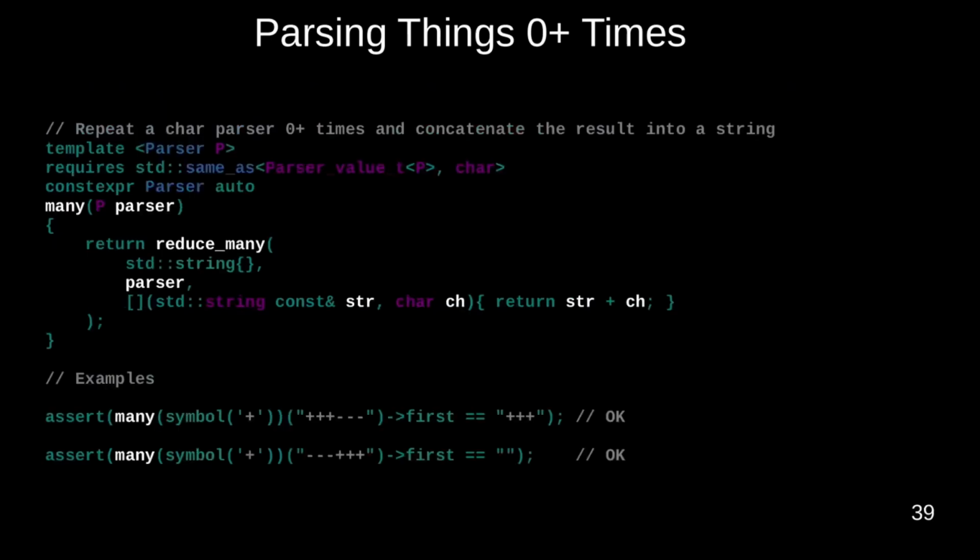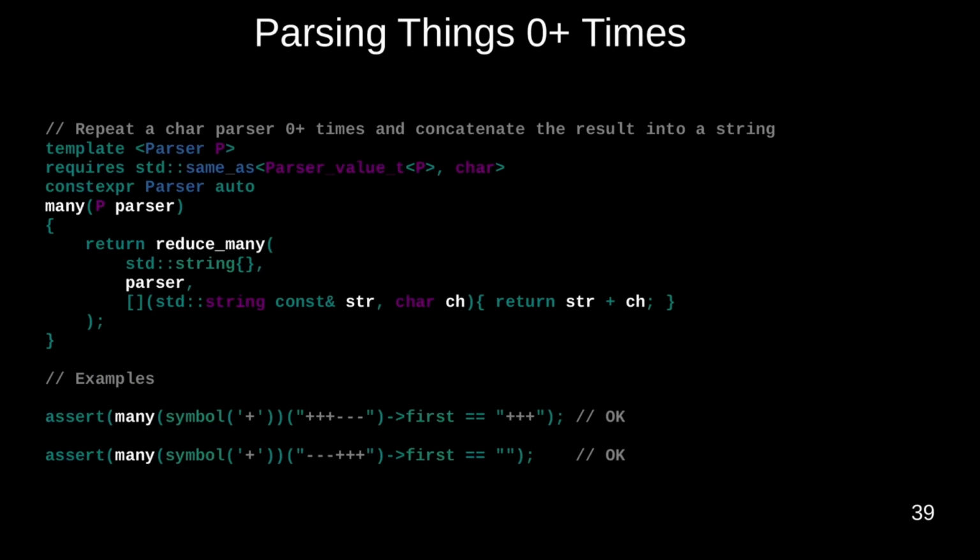So we can make a little helper function for this too, which is special. This is just for character parsers, so I call it many. Many will start with an empty string, parse with our character parser, and with this little lambda here, the third argument will concatenate the result into a string. So now we can parse, for example, many symbol plus. That will give you a parser that parses 3 pluses from the beginning. If there's no pluses, we'll get the empty string.